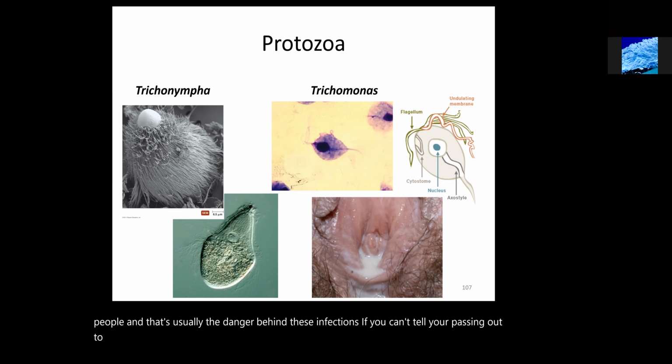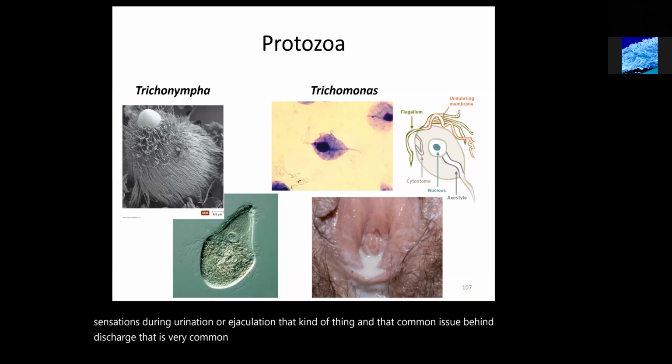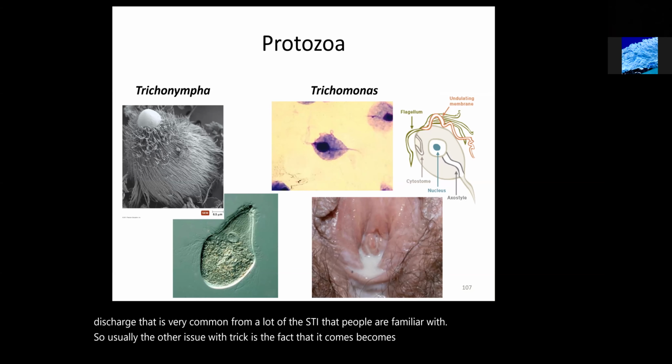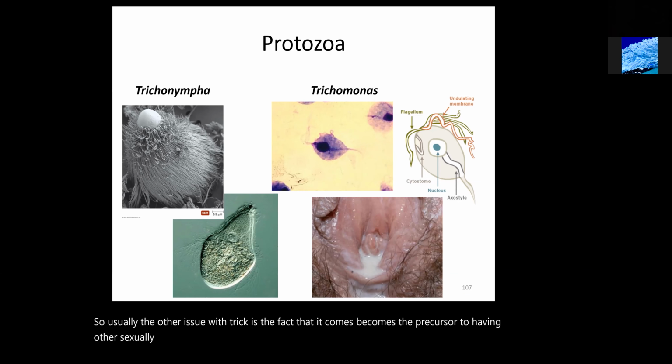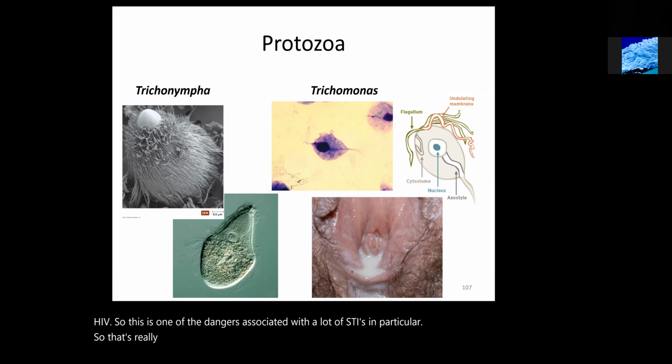But most of it includes things like your classic itching and irritation, burning sensations during urination or ejaculation, that kind of thing, and that common issue of discharge that is very common from a lot of the STIs that people are familiar with. So usually the other issue with trich is the fact that it becomes the precursor to having other sexually transmitted infections, and makes you far more prone to get infected with HIV. So this is one of the dangers associated with a lot of STIs in particular. Okay? So that's really one of the reasons why we look at this guy.